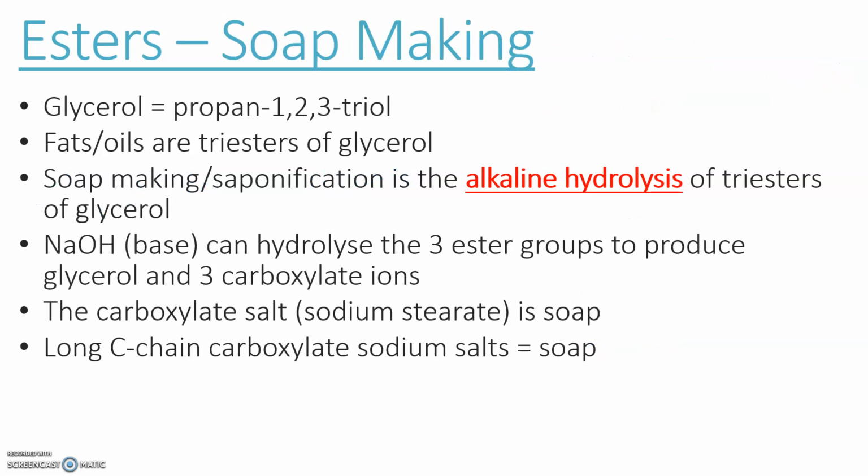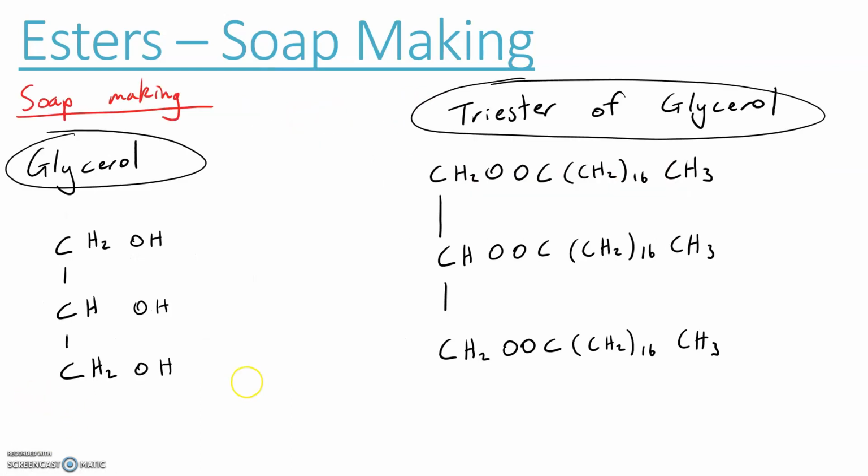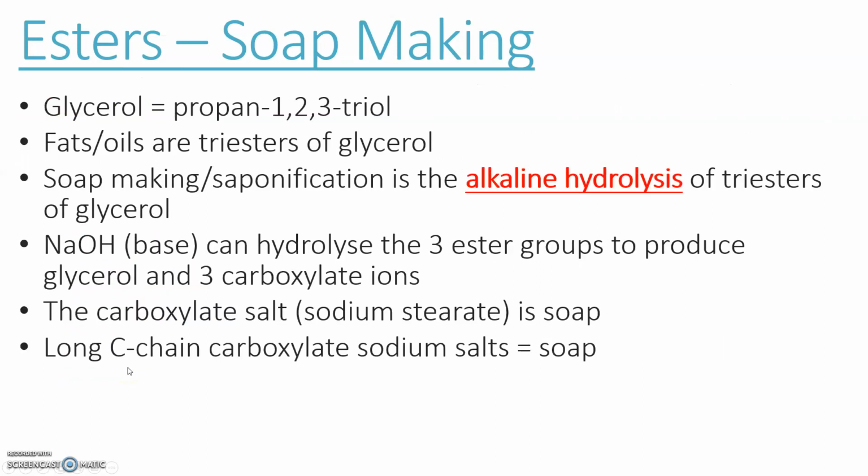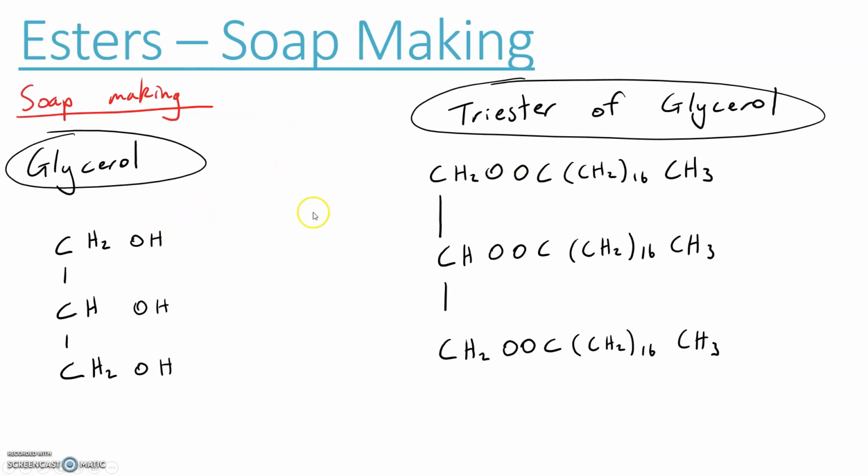Okay, soap making. Glycerol is another name for propan-1,2,3-triol. Let's have a look at a picture of that. So this is glycerol here. It's propan-1,2,3-triol. So a hydroxyl on the first, second, and third carbons. That's glycerol. Fats and oils are triesters of glycerol. What that means is that we're taking glycerol and adding to it to make it into a triester. So we've got basically a triple ester, if you like.